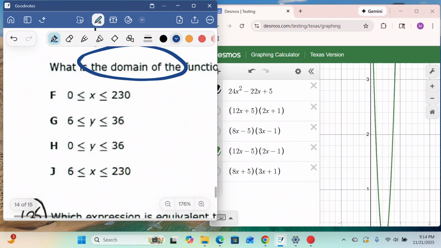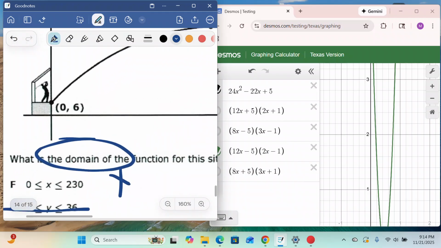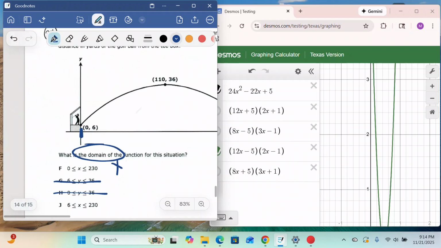Automatically, by looking at that, my domain is my x value, and automatically G and H are wrong because that is not my domain. My domain is my x value, so I got to make sure that that gives me the correct answer. So what I'm going to do is I'm going to test each one out. So right here on the x, remember he starts at 0, 6. So my domain starts at 0. This is my x value.